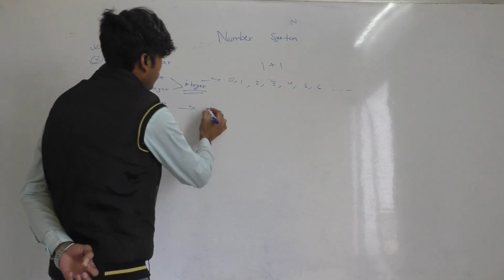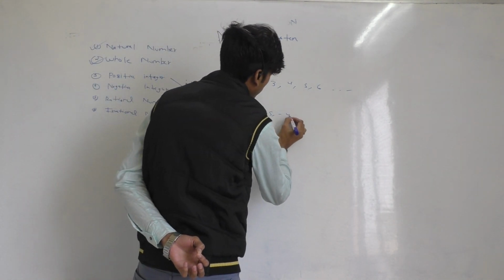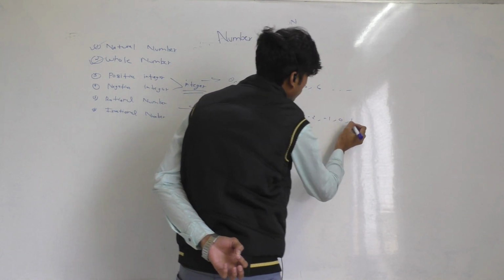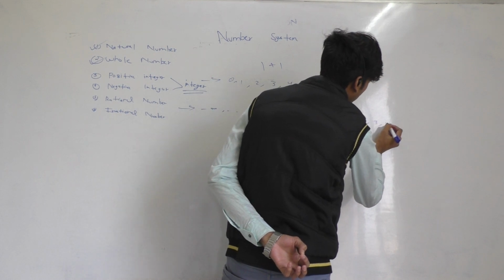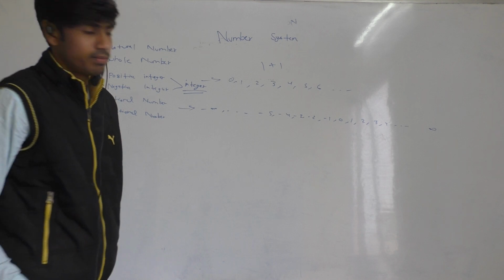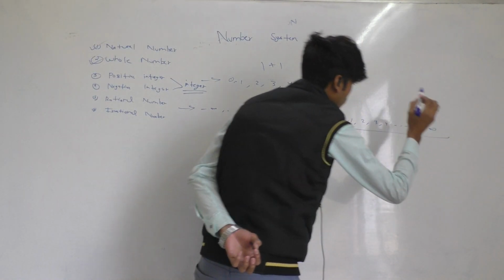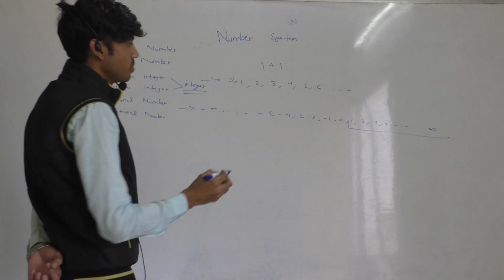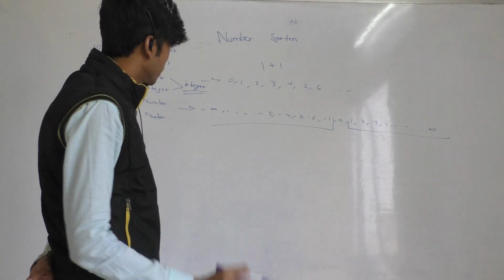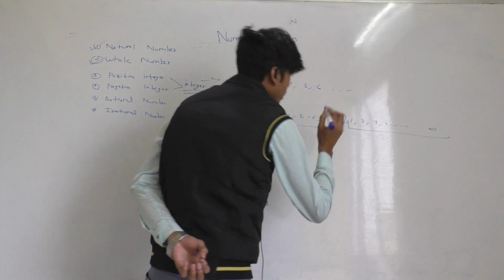So minus infinity, minus 5, minus 4, minus 3, minus 2, minus 1, 0, 1, 2, 3, 4 up to infinity. These are the integers. From 0 to the right hand side are known as the positive integers, and from 0 to the left hand side are known as the negative integers. 0 is known as neither positive nor negative.